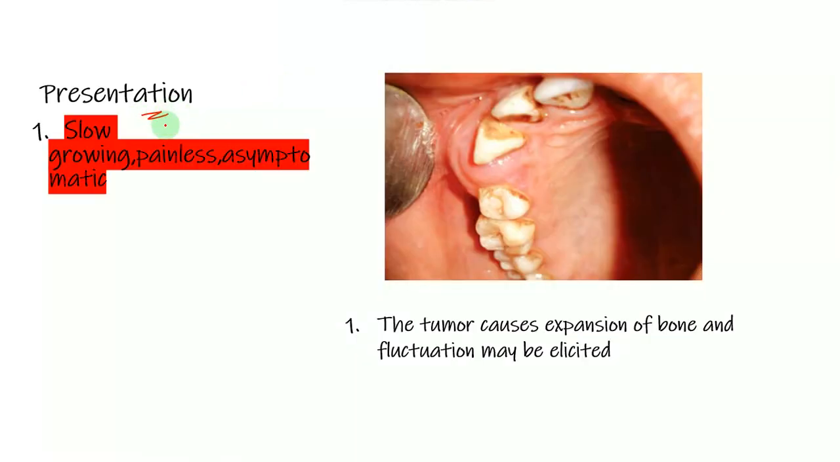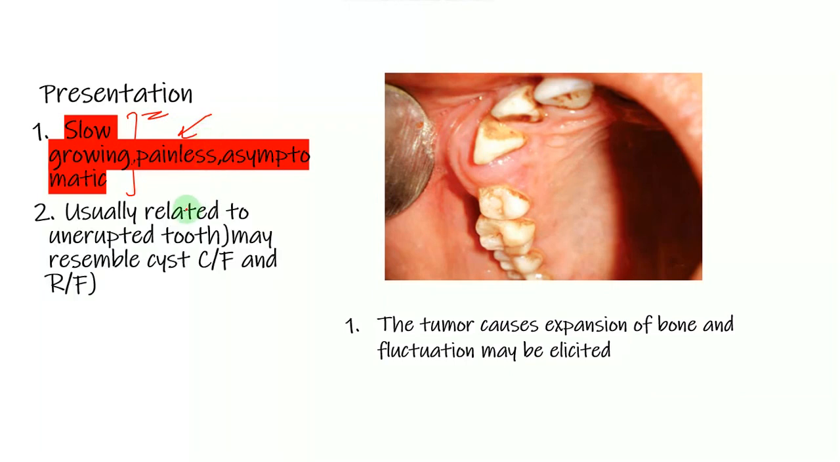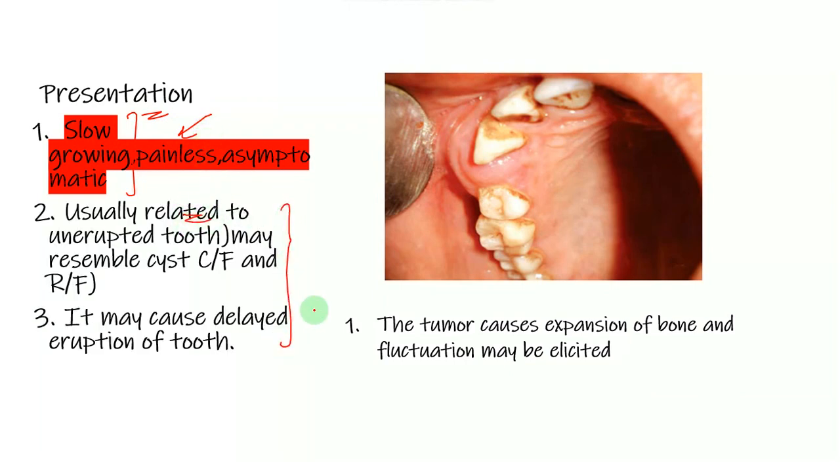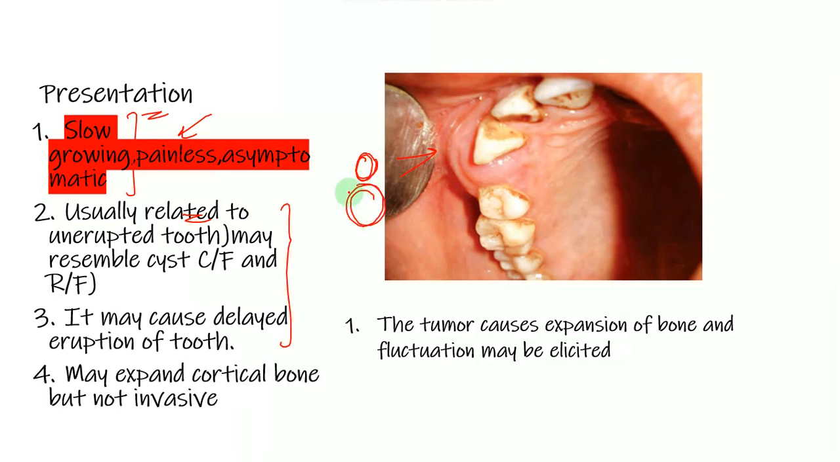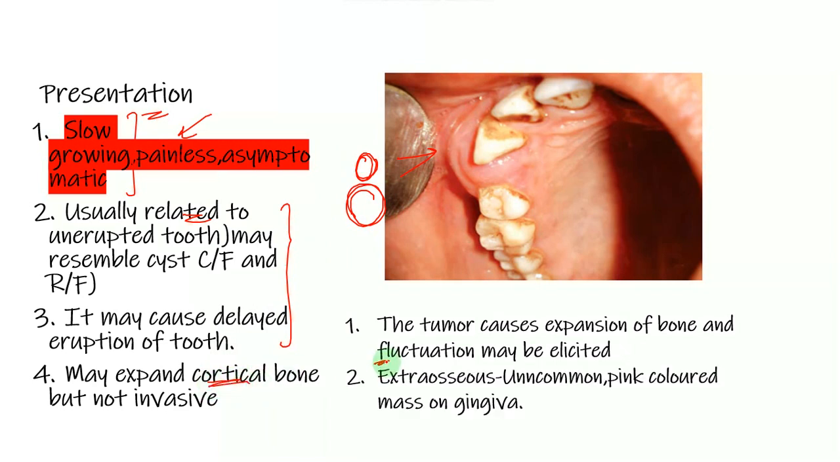It presents as a slow-growing, painless, asymptomatic mass. Okay, this is typical of a non-invasive benign tumor, and it is usually related to an unerupted tooth. So it might be impinging the eruption of another tooth. Now, although it is usually small in size, sometimes it can be big also, and in such cases it can cause expansion of the cortical bone as well as elicit fluctuation.